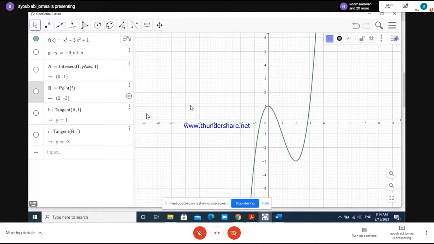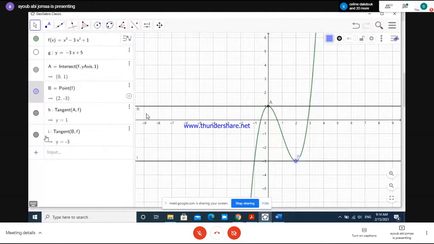And at point A (0, 1) and point B (2, -3), the tangent line is horizontal. Here are the tangent lines to the curve at A and at B. As you can see here, the tangent line is horizontal. In fact, you can take it as a remark, and we will see it in the coming lesson: the maximum or the minimum.